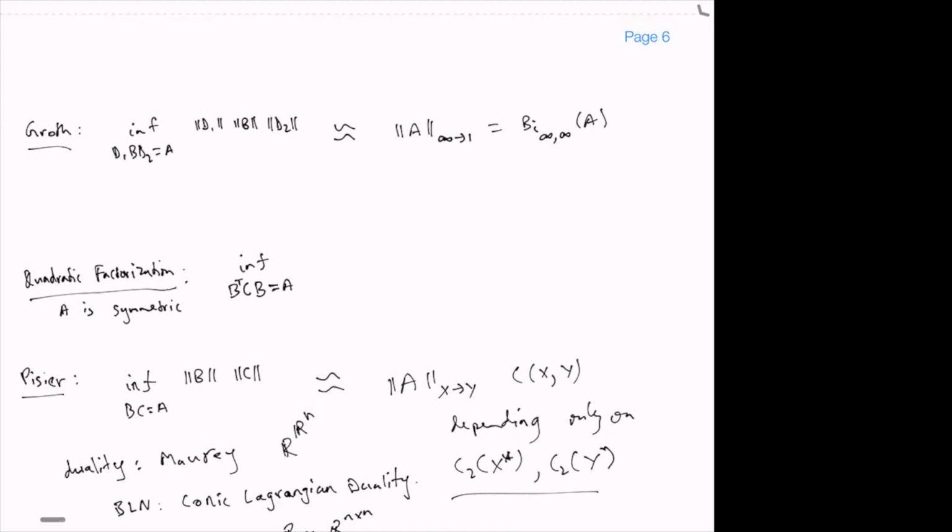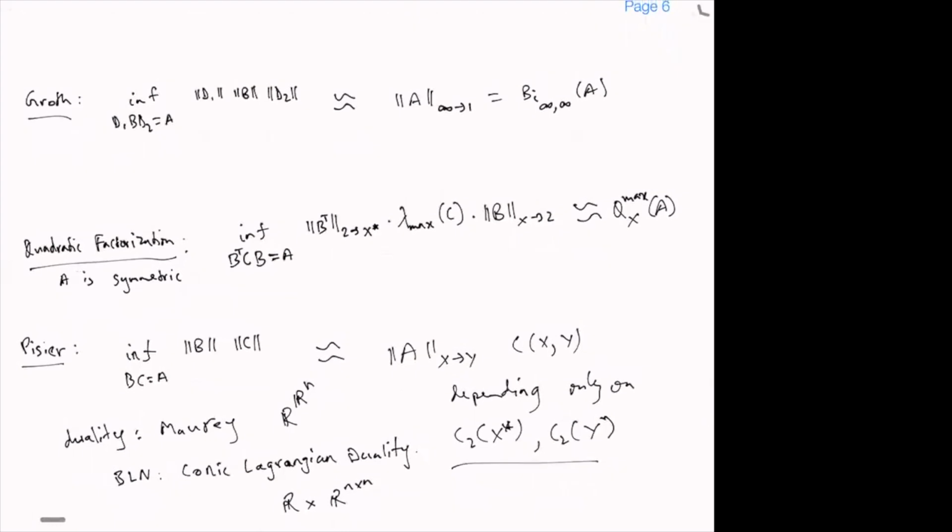Okay, B transpose 2 to X star norm times the maximum eigenvalue of C times B transpose 2 norm is equivalent, or I mean is within some constant of, the quadratic maximum of A. Okay, if you recall, in the L2 case, a maximum singular value gets replaced by maximum eigenvalue.